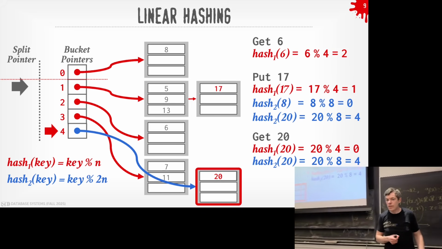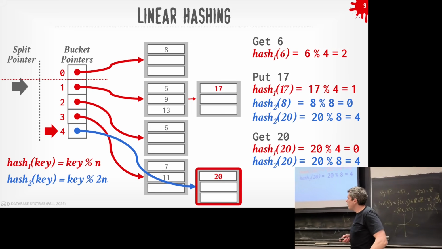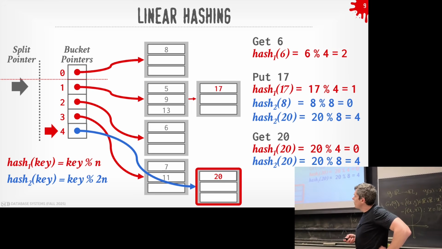Yes? So how are you dealing with the actual overflow? Is this just like a linked list or something? His question is, how do we deal with the overflow? It's just the bucket hashing we talked about before, the chain hashing. So just add a pointer, keep going.